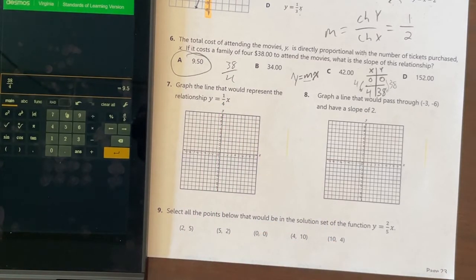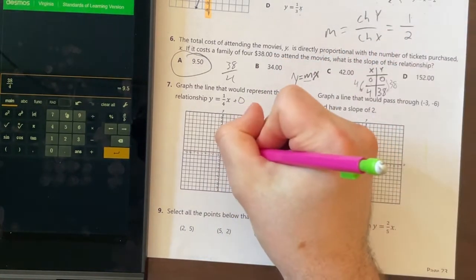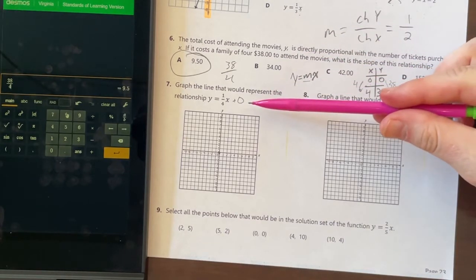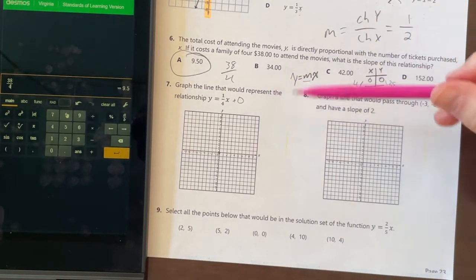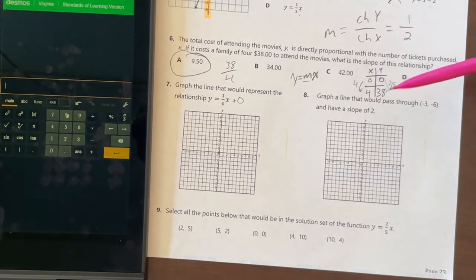Moving on to number 7, graph the line that would represent the relationship y equals 1/4 times x. So what you could do is this, I know that my y-intercept is going to be 0, so I have 1 point there. You only need 2 points to be able to graph a line of a function. I plugged in 0, and my output is also 0. What's another point that could fall on that line?